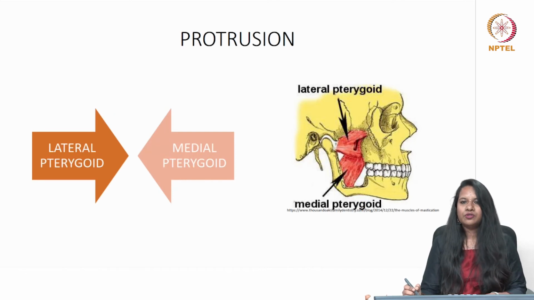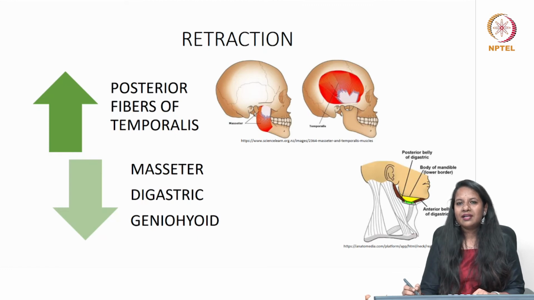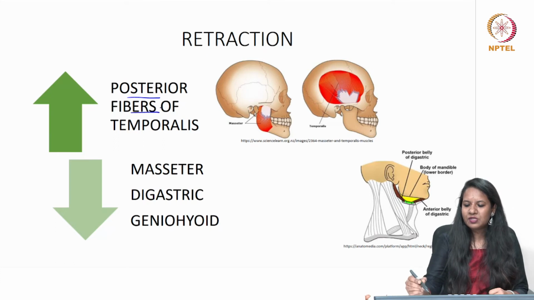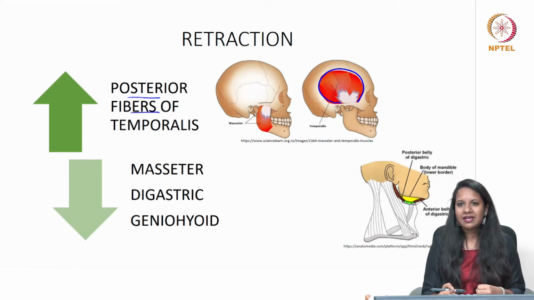Then comes the protrusion. Protrusion is the forward movement of the mandible, which is taken care by the pterygoid muscles. So, both lateral pterygoid and medial pterygoid together work for the protraction of the mandible. Then comes the retraction. Retraction is mainly taken care by the posterior fibers of the temporalis, which is a fan shaped muscle. This is temporalis, and too much of posterior movement is limited by the masseter, digastric and geniohyoid muscles.